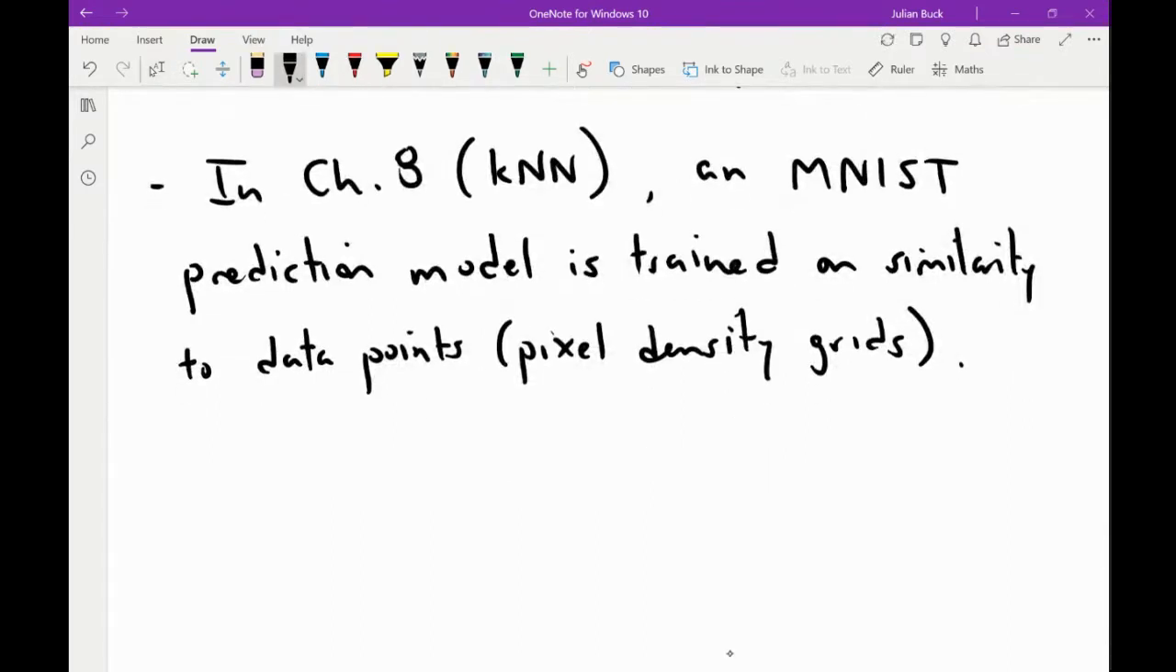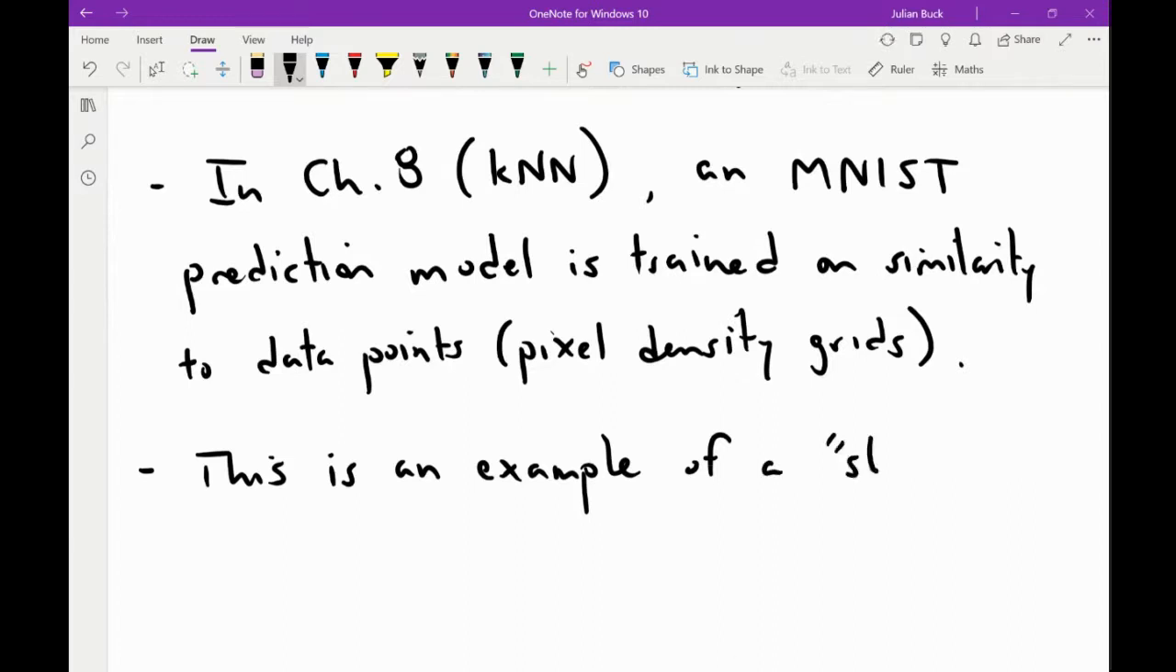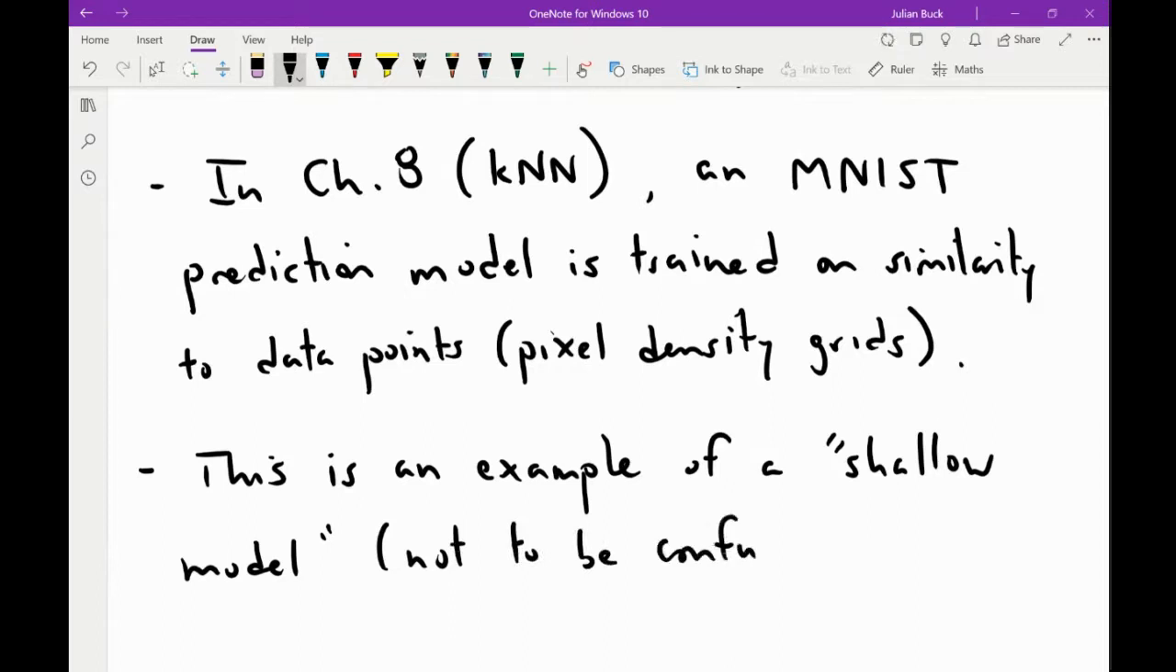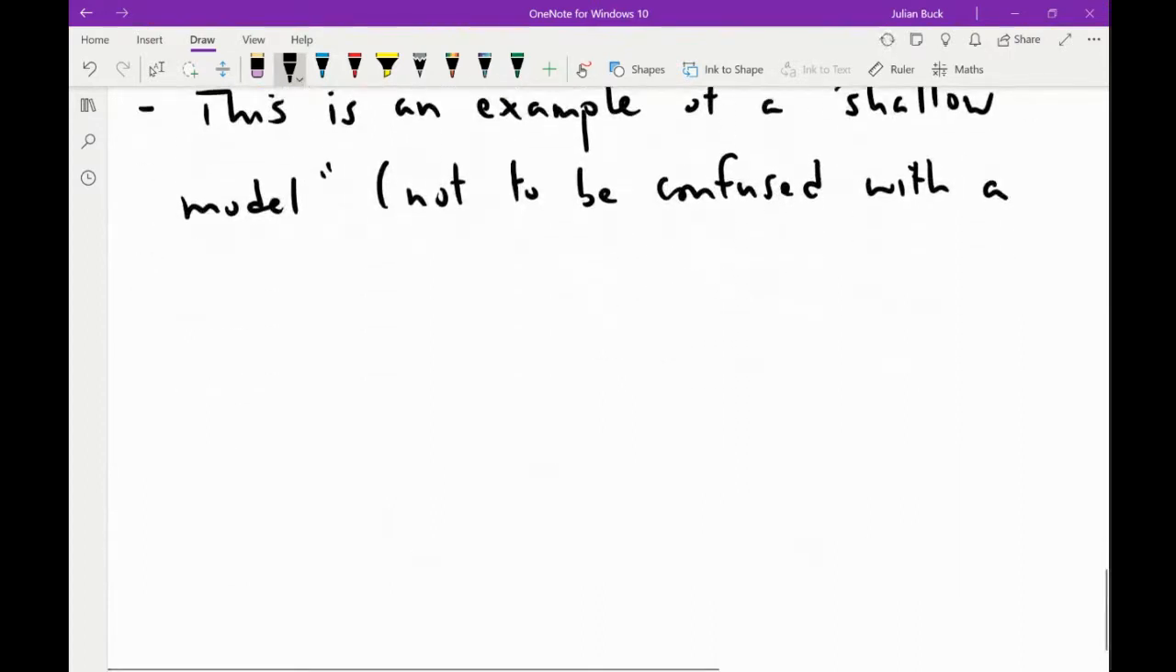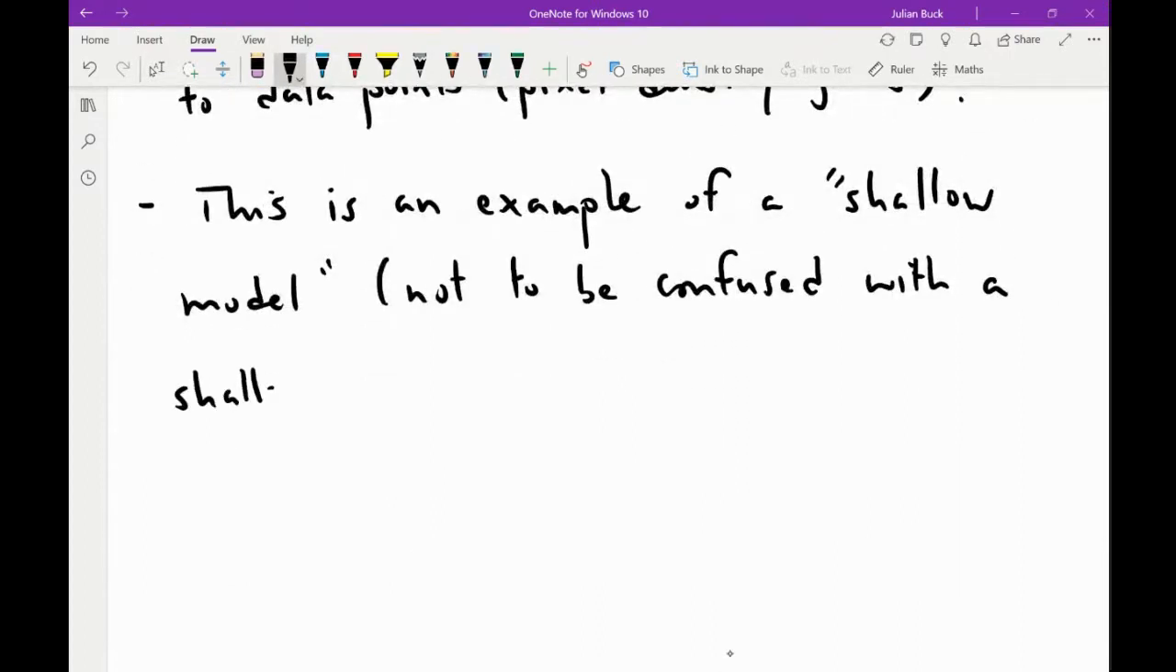So what's going on then? This is an example of what we describe as a shallow model. And I don't mean shallow in the decision tree sense, so not to be confused with a shallow decision tree. Random forest, which of course tends to use overfit deep decision trees, is also a shallow model.